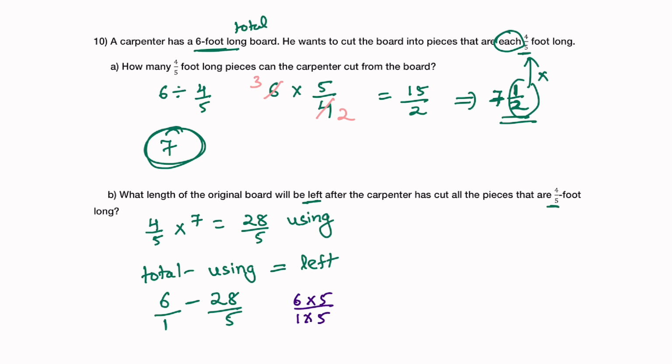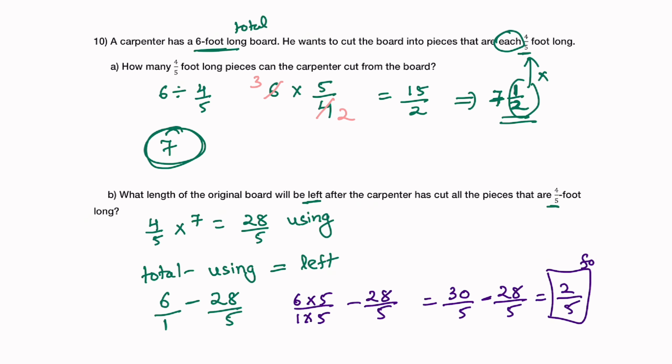So that's how this will be 5. We need the same denominator, minus 28/5 as it is, because that's 5 already. So 6 times 5 is 30/5 minus 28/5. Same denominator, so numerators can be worked, right? So that's 30 minus 28, which is 2/5. So this is what will be left. 2/5 foot will be left.